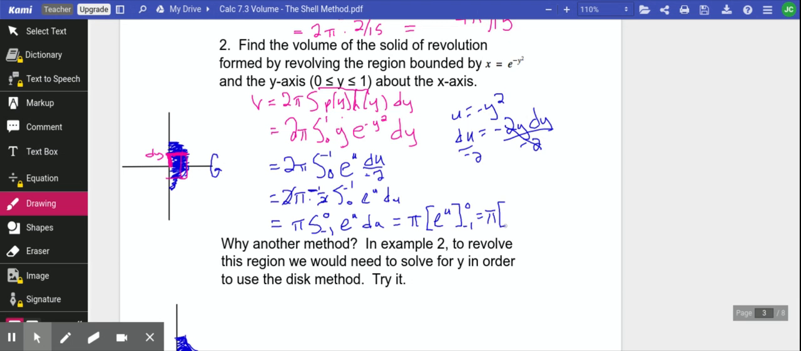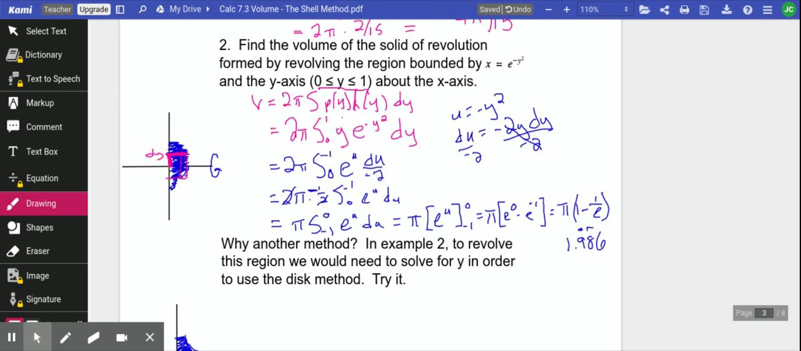So that gives us pi times e to the 0 minus e to the negative 1, which will be pi times, e to the 0 is 1. E to the negative 1, I'm just going to write as 1 over e, and there's my answer. It's the exact value. If you plug it in your calculator, 1.986, and that will work as well.